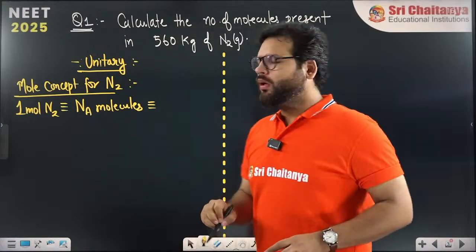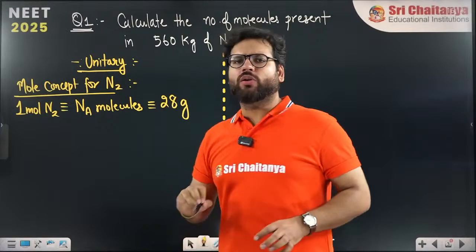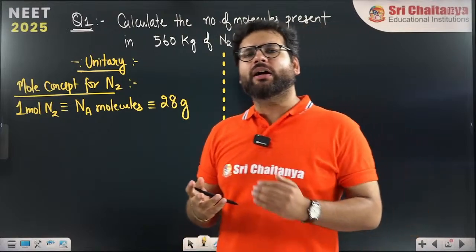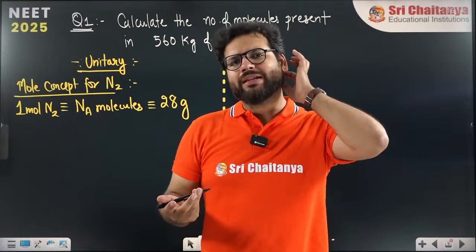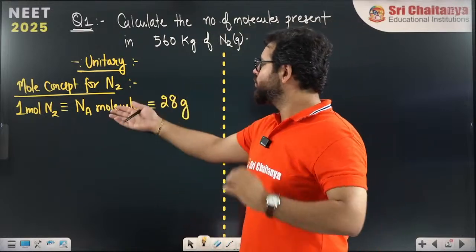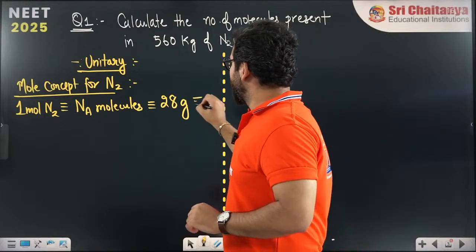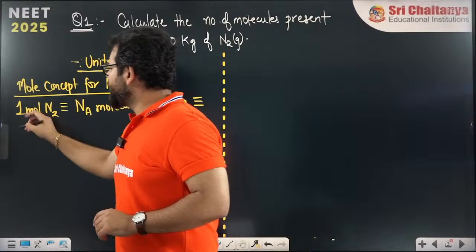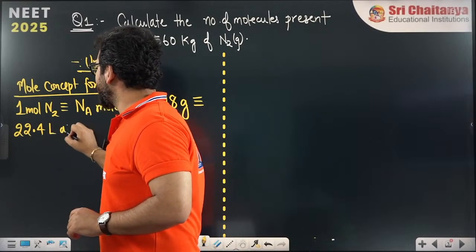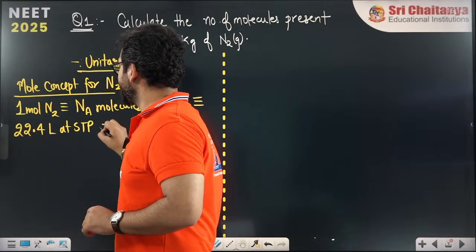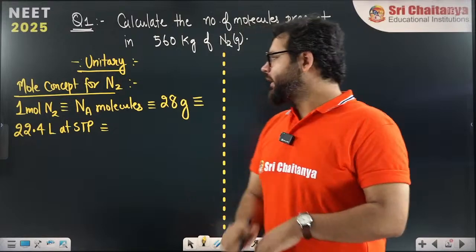Okay. 1 mole means 28 gram is the mass, because I told you yesterday that atomic mass of N is 14 AMU. So molar mass of N is 14, molar mass of N2 is 28 gram. Clear? Yes, sir. Now volume. We know 1 mole of any gas always occupies 22.4 liter volume at STP. Correct? Yes, sir.